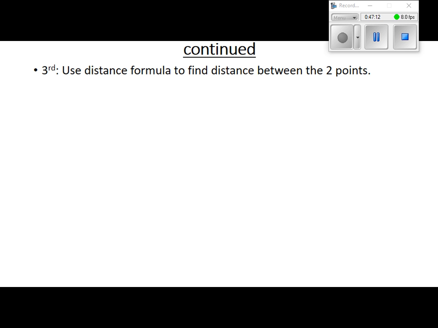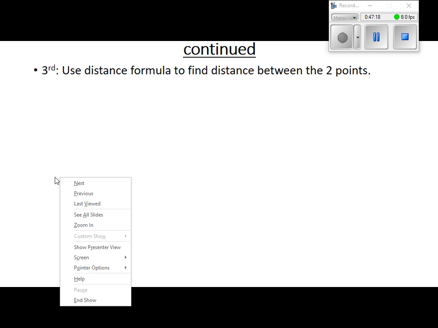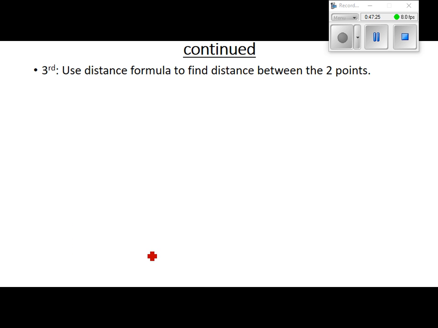What's 16 wanting you to find? Find the distance from A to T. So if we're trying to find the distance from A to T, what are we going to do? Use the distance formula. Before we can use the distance formula, what do we got to find? We got to find the coordinates of A and the coordinates of T.